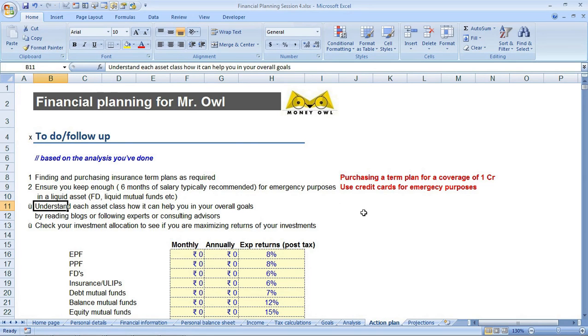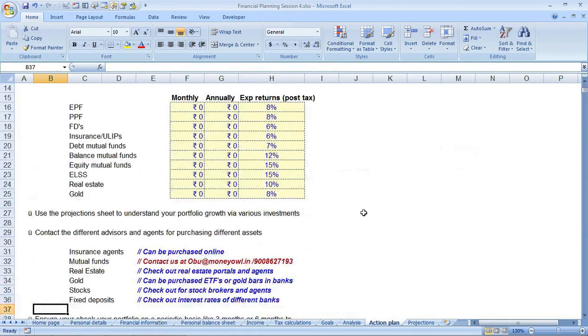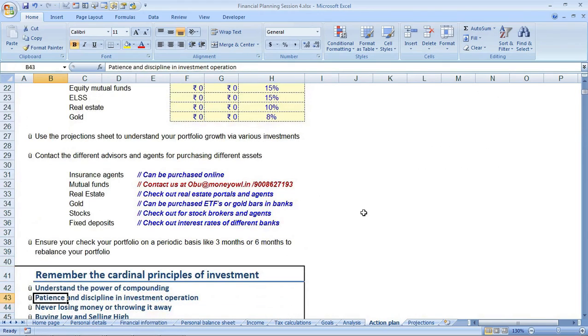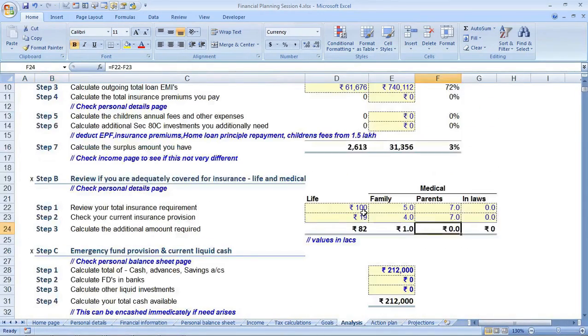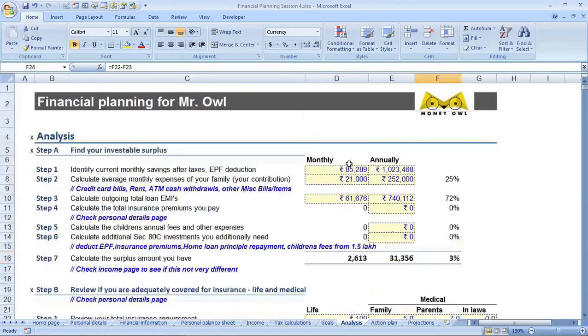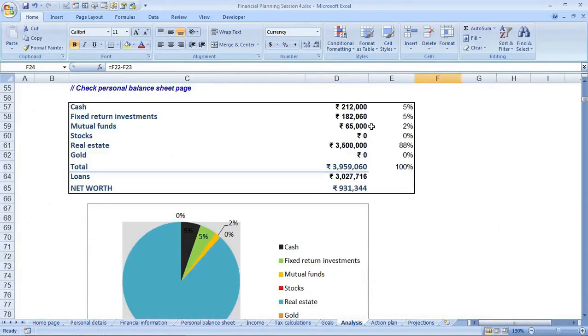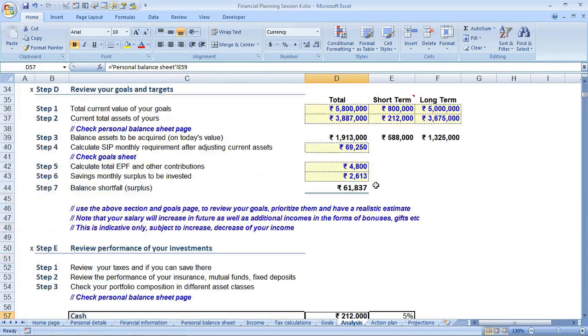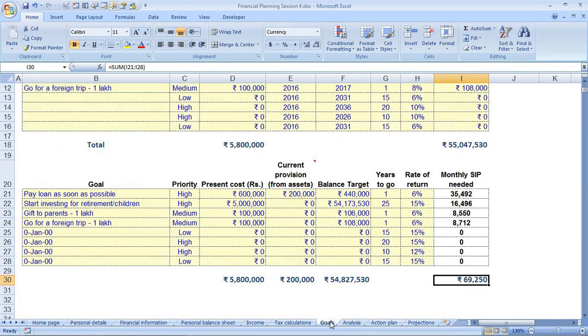Understanding each asset class and how it helps, checking investment allocation. From the analysis which we have done, we have seen that most of the income he gets goes for loan repayments and there is hardly anything left for investments. We have also discussed using this cash to repay the loans, and once that EMI gets released, that 10,000 along with the surplus and EPF, total around 17,000, would be his investment for his long-term goals. Also keep in mind the goals which he had listed.